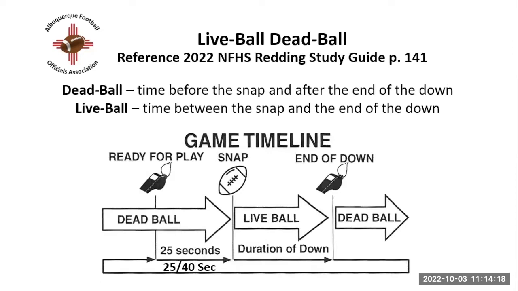All right, the ball's either live or it's dead. Pretty straightforward. I think everyone knows the ball is dead before the snap and after the snap at the end of the down. There's a live ball between the snap and the end of the down. Here's a graphical picture. When the dead ball starts, your dead ball during your 25 or 40-second play clock, then at the snap, the ball becomes live, and then at the end of the down, it becomes dead. Pretty basic stuff, but important to get all this stuff down, building up the background here.